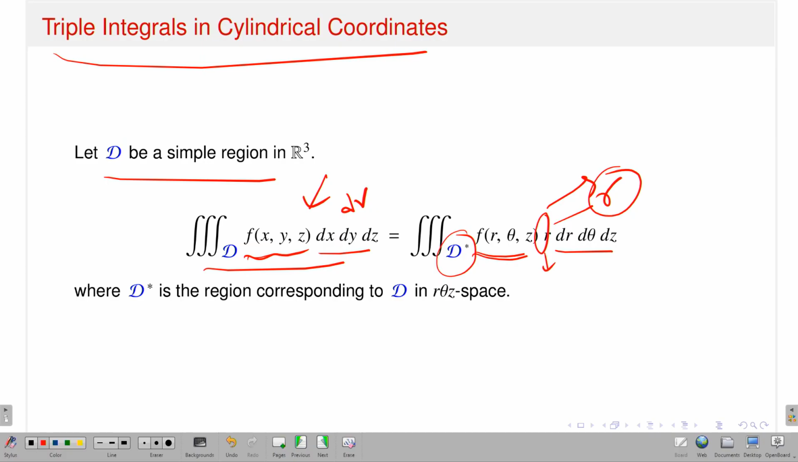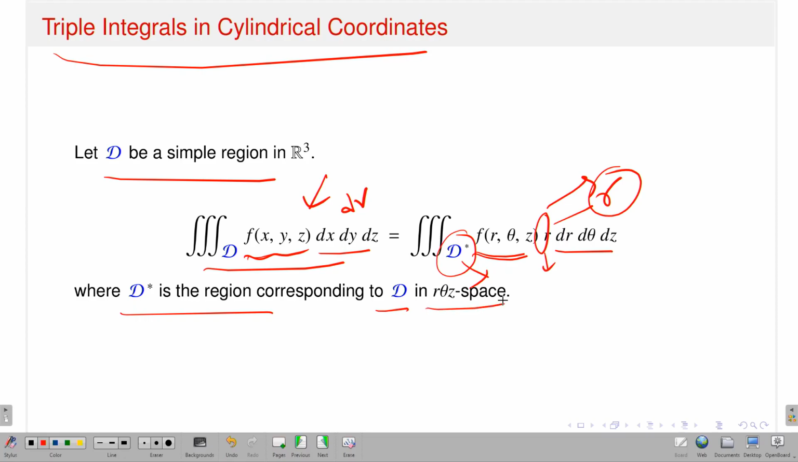Now in the Cartesian coordinate system, you have the domain D. Now you have a transformation, that means the corresponding change of variable, and using that transformation, of course, the integrand will change. At the same time, the domain over which you have to integrate in the new, cylindrical coordinate system will change, and I am denoting that as D star, where D star is the region corresponding to D in the r, theta, z space.